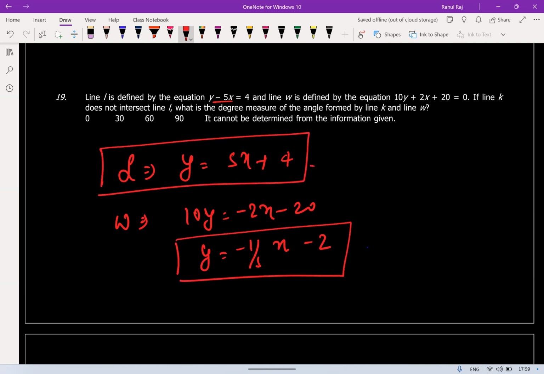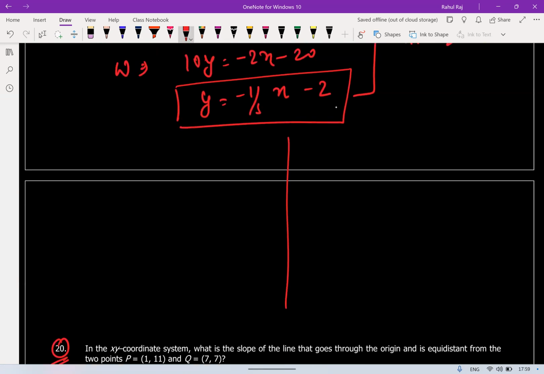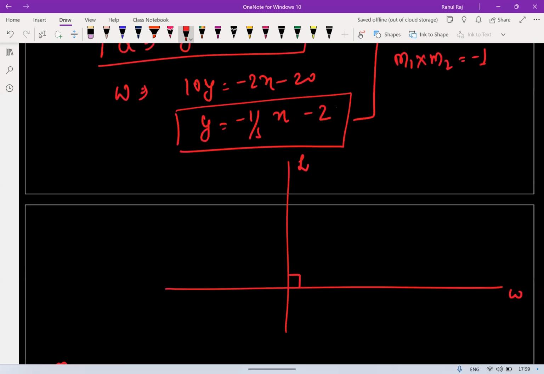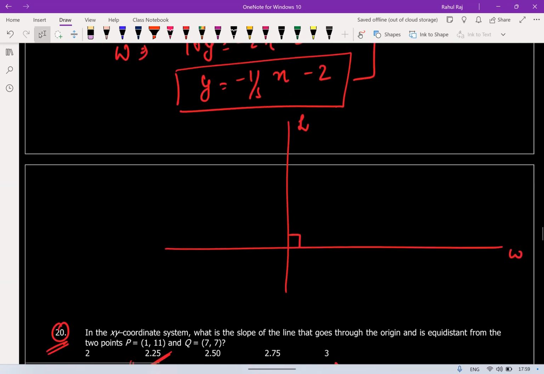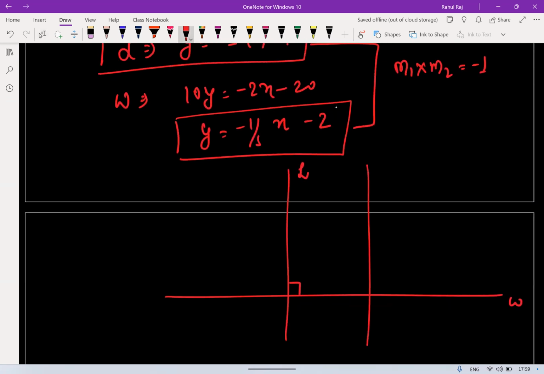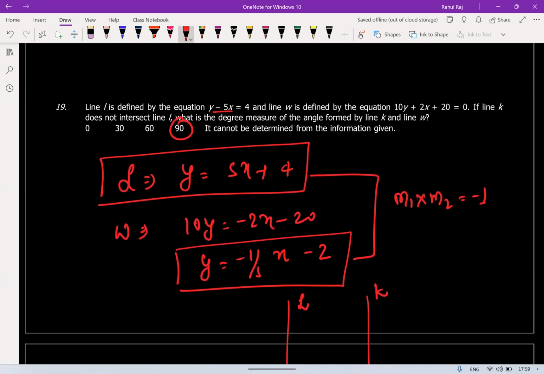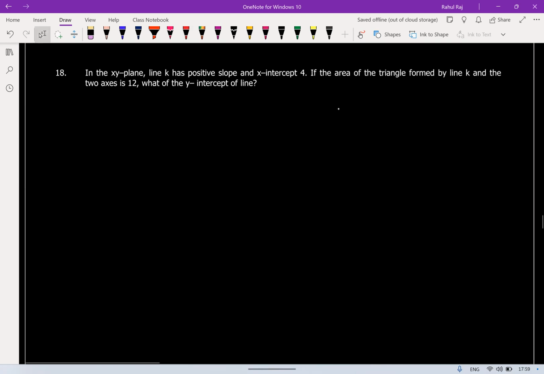So what is the relation that we are looking into? That m1 into m2 is equal to negative 1. So lines L and W are perpendicular to each other, right? Now it says that line K does not intersect line L. What do you mean by line K does not intersect line L? It means line K is parallel to line L, because only parallel lines don't intersect each other. So if L is making 90 with W, K will also make 90. Question number 18, please.